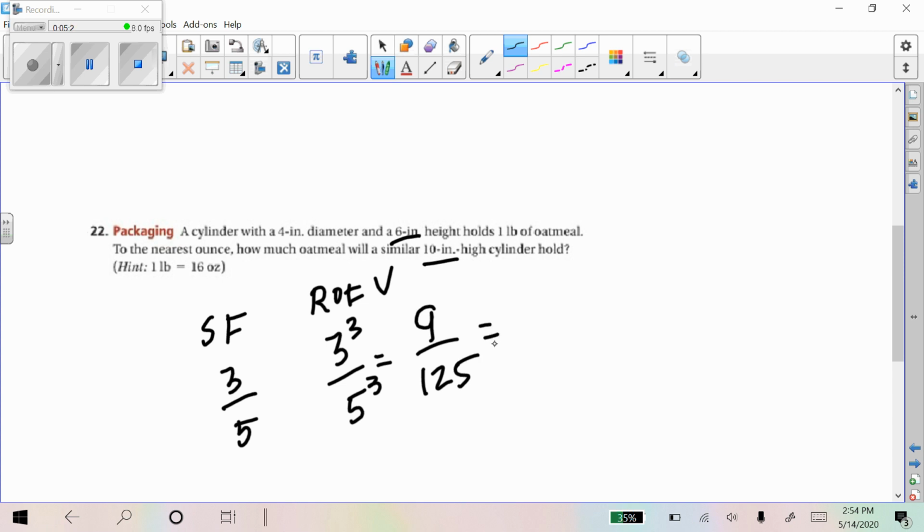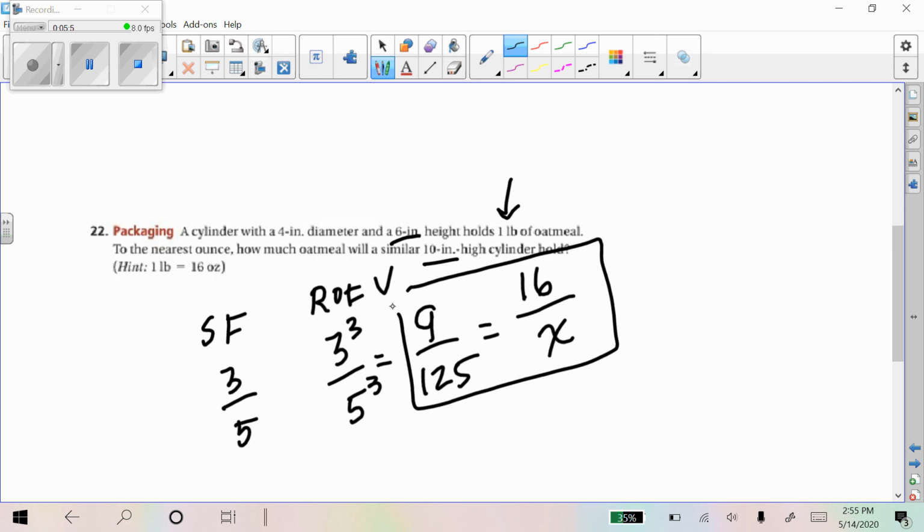All right. And it says that we get 1 pound in the 4 by 6, so that would be 16 ounces in the smaller one. So let's put that up here. And it says to the nearest ounce, so that's why I did 16 ounces there. So anyway, there's your proportion. That should get you the right answer.